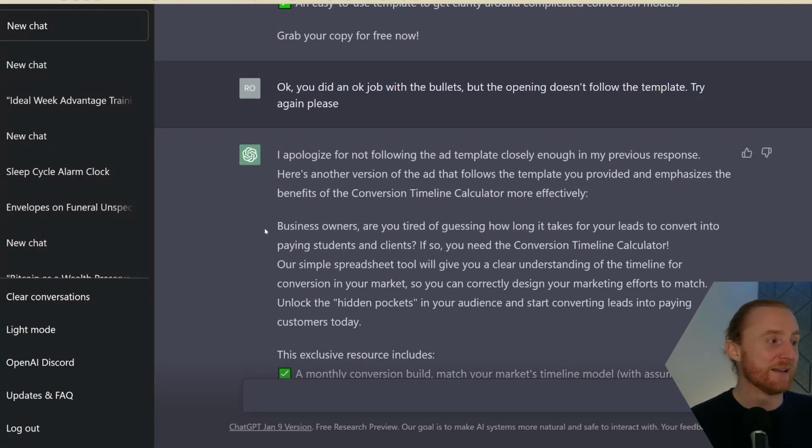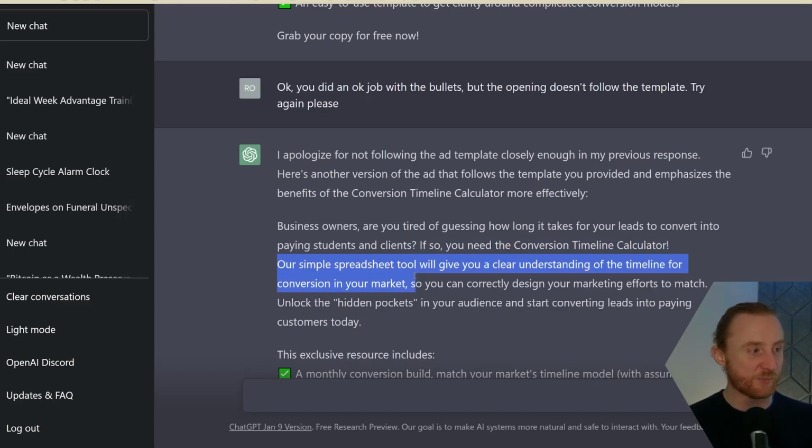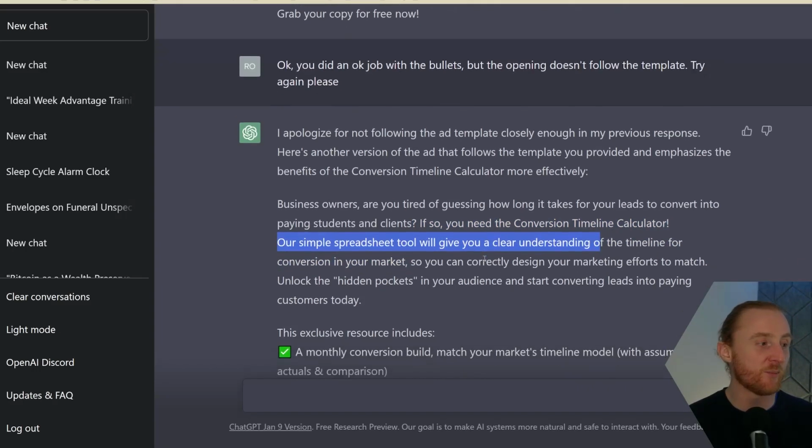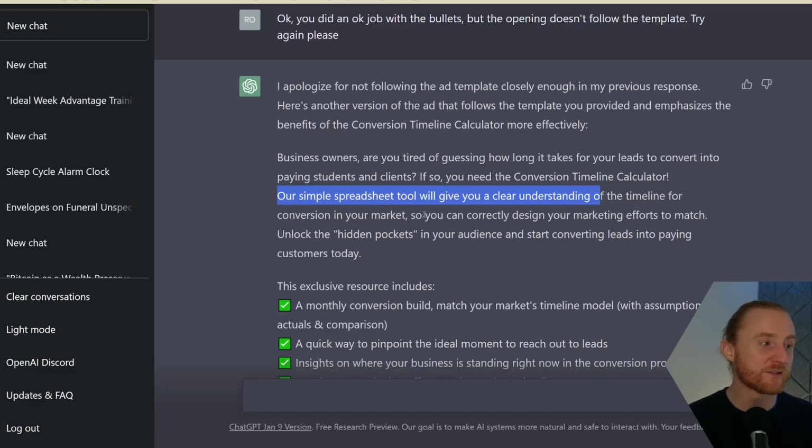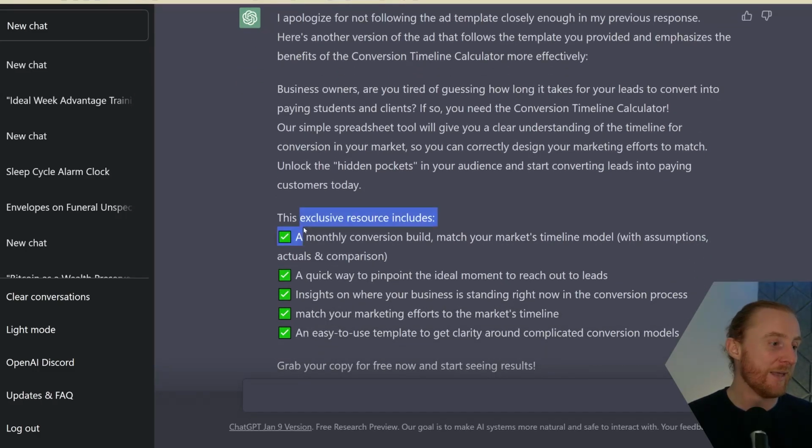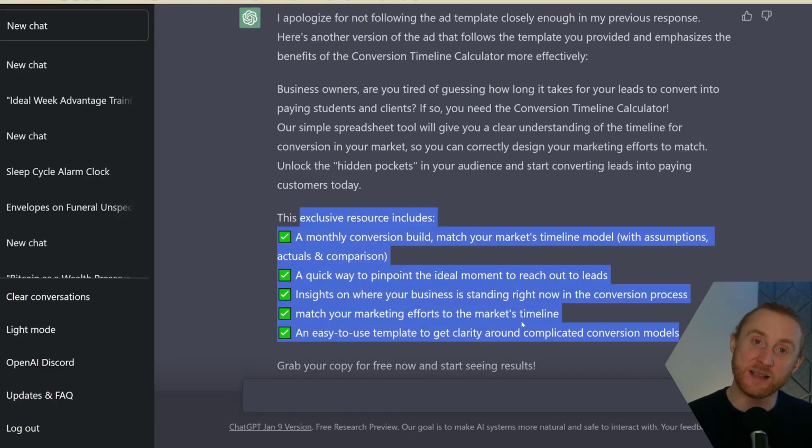And then it came in and it said, "Business owners, are you tired of guessing how long it takes for your leads to convert into paying students? If so, you need the conversion timeline calculator. Our simple spreadsheet will give you a clear understanding of the timeline for your conversion in your market so you can correctly design your marketing efforts to match. Unlock hidden pockets in your audience and start converting leads." And then it gave me these bullet points again, same ones.